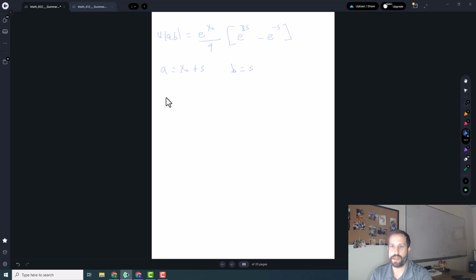Okay, so then u of (a, b). So x naught is equal to a minus s, but s is equal to b. So this is going to be e to the a minus b over 4 times e to the 3b minus e to the minus b.